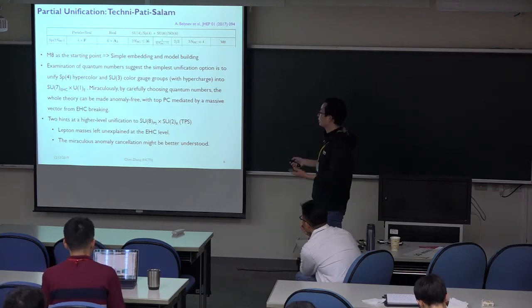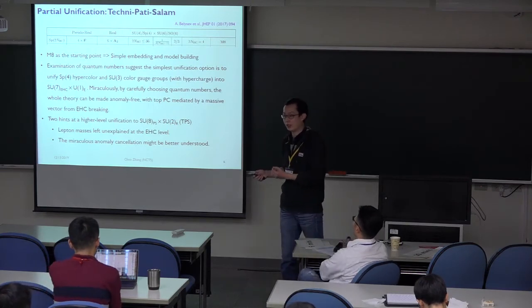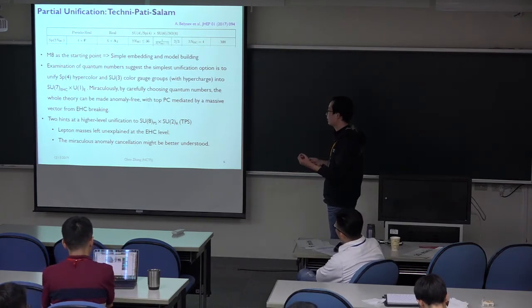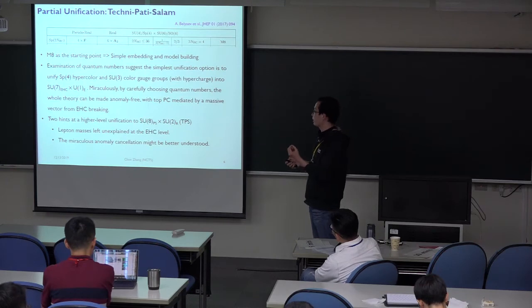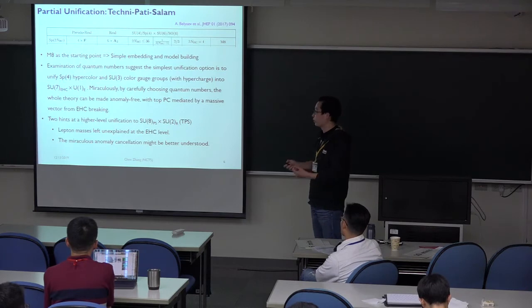We choose this as the starting point because we checked that this M8 model allows a very simple embedding, namely when we try to unify hypercolor and the standard model color, it allows us to unify the fundamental of hypercolor and the fundamental of QCD color into the fundamental of a larger unified gauge group. So this is the most simple choice.